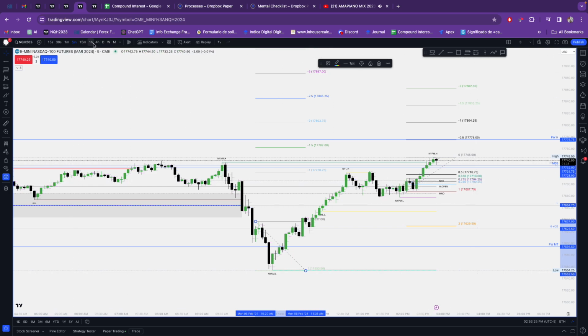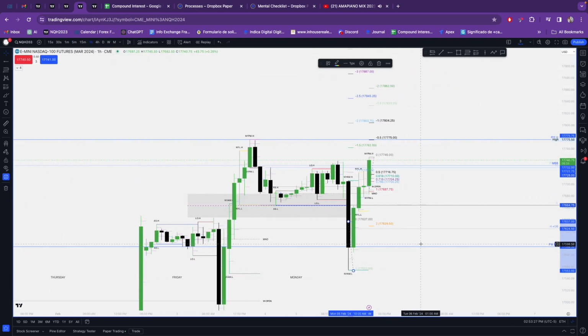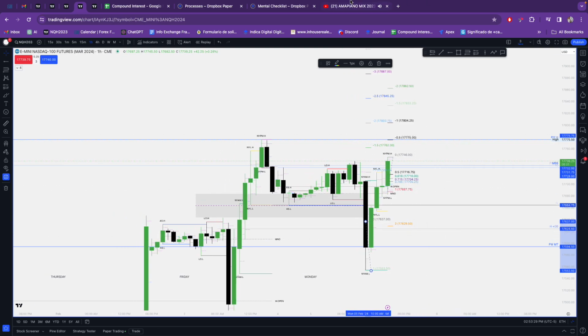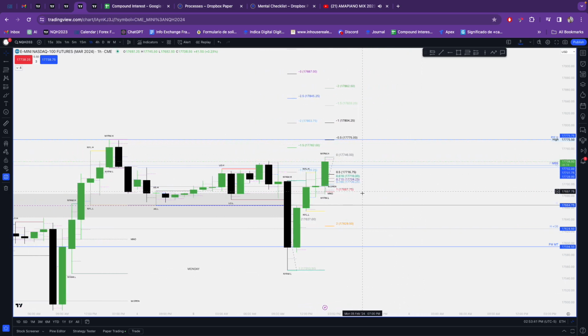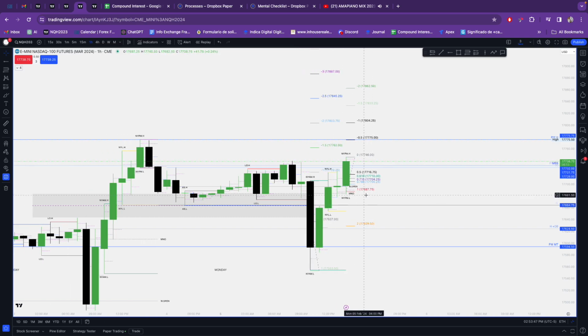All right. So we are coming into the second hour of, well, third hour. Taking out these highs here. Could see a move continue up higher. Nice little fair value gap. So we did inverse this fair value gap right here. So we could very well continue going up higher.